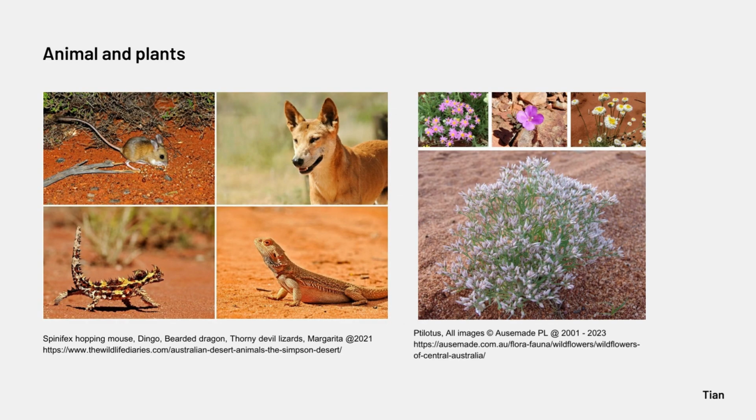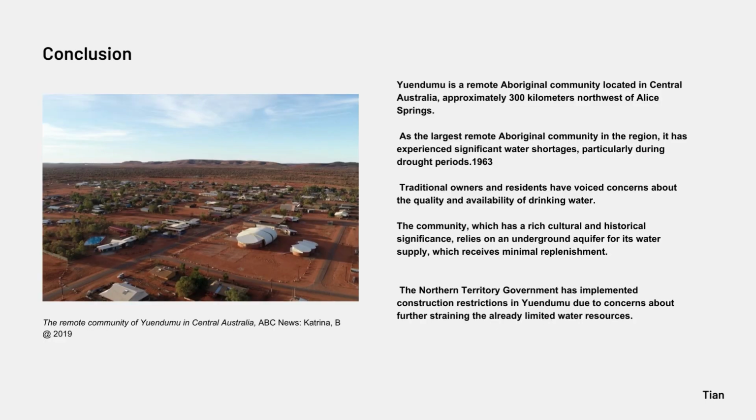And these places have their unique animals and plants. As you can see, there are dingoes and lizards, and also some plants and flowers in here. And these creatures have their own unique survival skills suitable for this environment. In conclusion, Yuendumu is a remote Aboriginal community located in the central Australian desert.